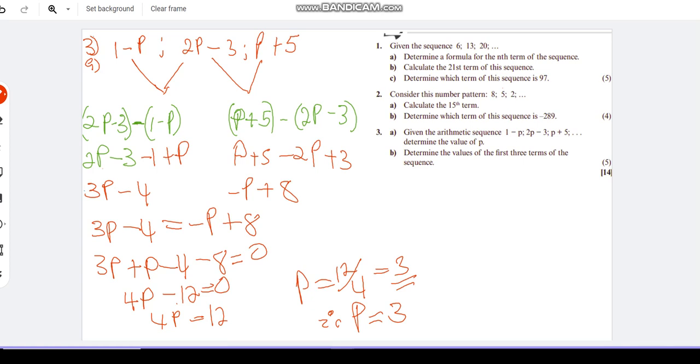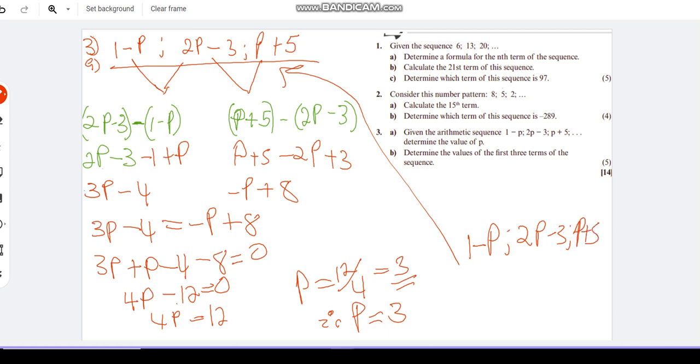And then moving on to b, they say determine the values of the first 3 terms of the sequence. Now, to determine the first values of the sequence, you just replace the p's there. So in this case, the terms are 1 minus p, then 2p minus 3, and then p plus 5. For the first one, 1 minus 3 just gives you minus 2.